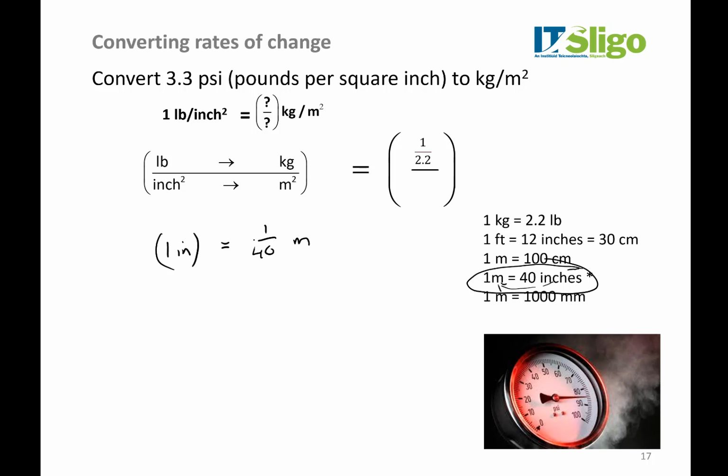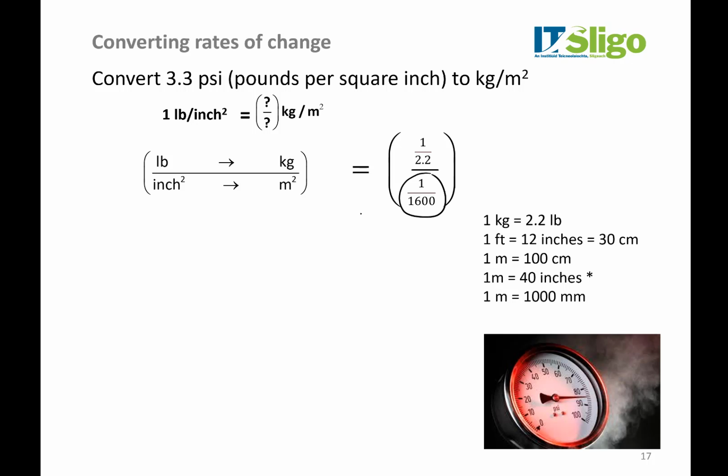And now we square both sides. So 1 squared, so 1 inch squared. Again, I'll make that look like a 1. Is equal to, well, we square this bit and we square the meter squared. I'll get rid of that there so it looks a bit better. So we'll have 1/40 squared, 4 by 4 is 16 with 2 zeros, meter squared. So that's our conversion factor for the bottom. 1 inch squared is 1/1600th of a meter squared.